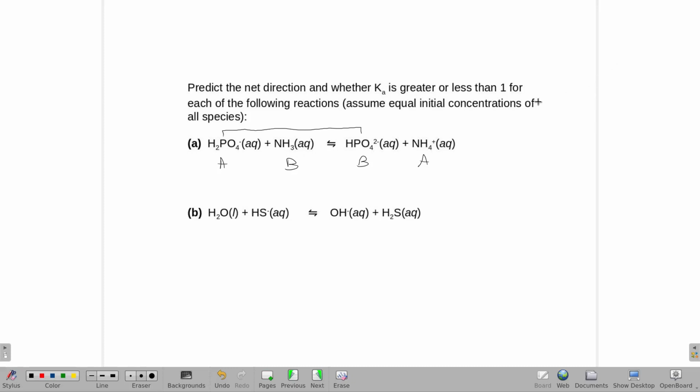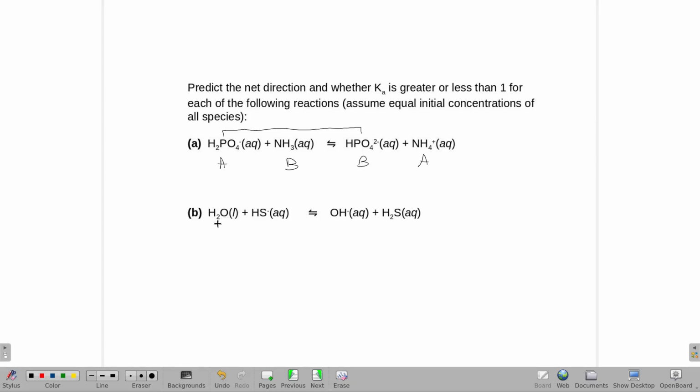Our two acids are NH4 plus and H2PO4. I don't know anything at all about those two to know which one's stronger than the other. Neither one's a strong acid, neither one of them is water, so I can't make an easy call. So let's look at the bases. Do we know anything about that? Well, I know NH3 is a weak base. I don't know anything about the other, it's probably a weak base. Can't make a call on this one yet because we don't have any outliers or any rules.